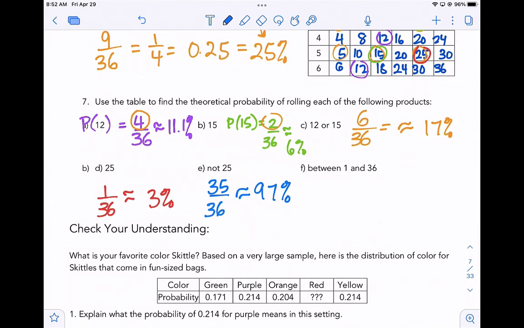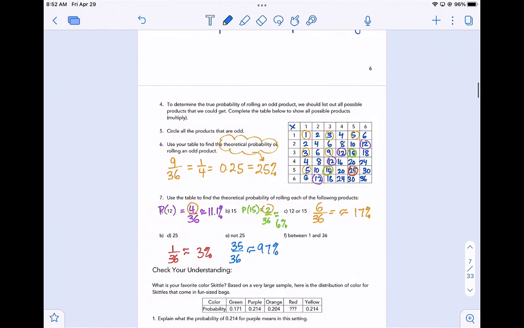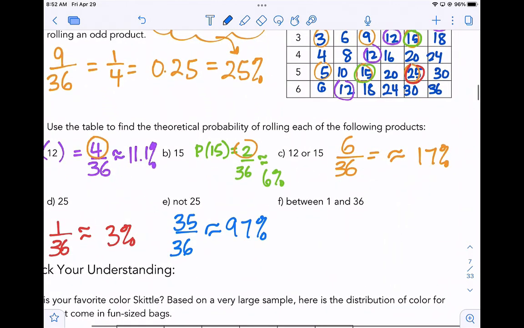And then what's the probability we get between a 1 and a 36? And all of these numbers are between 1 and 36. So 36 out of 36 is 1, or 100% chance that you will get between a 1 and a 36.